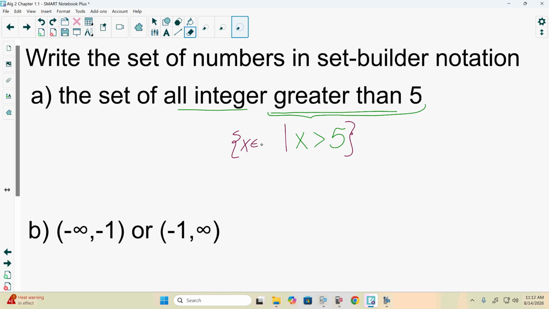We have x is an element. X is a part of the integers. And our integer symbol is the Z. X is an element of the integers such that x is greater than 5. We describe the number set such that this is the description. This is our group of numbers such that it's greater than 5. That's it. Questions on this here?